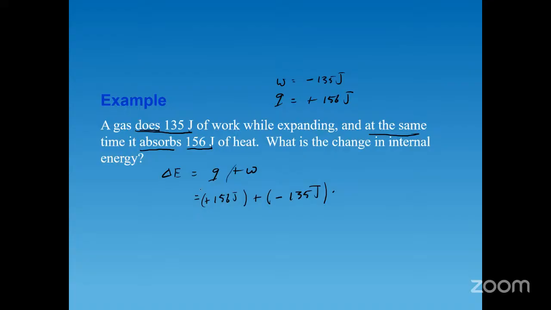So according to my calculation, this works out to be equal to 21 joules. And that's how that is done. All right. So when it comes to these problems, it's very important that you understand and interpret what the signs would be based on the information provided. All right. Okay. Any questions so far?